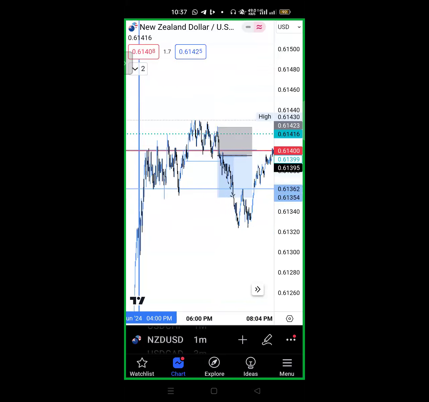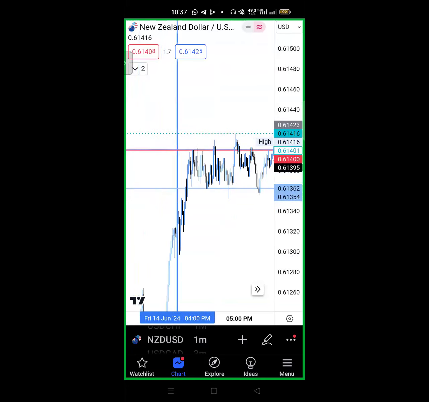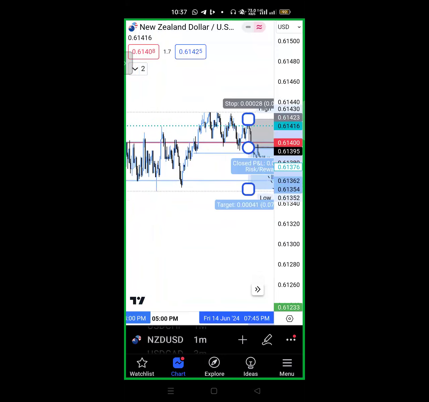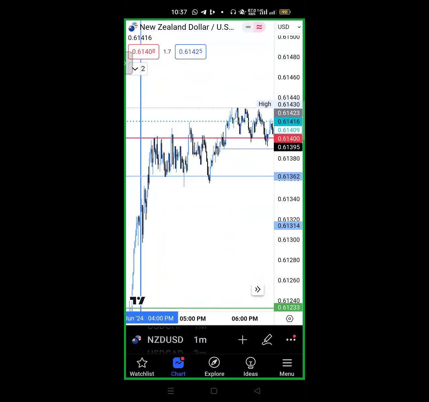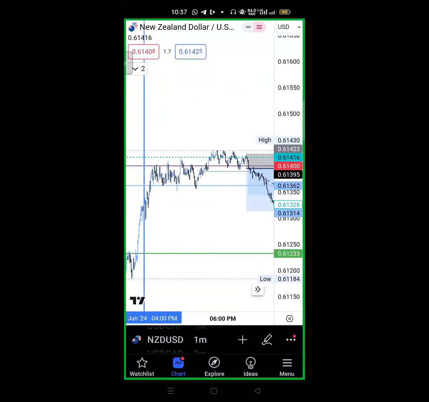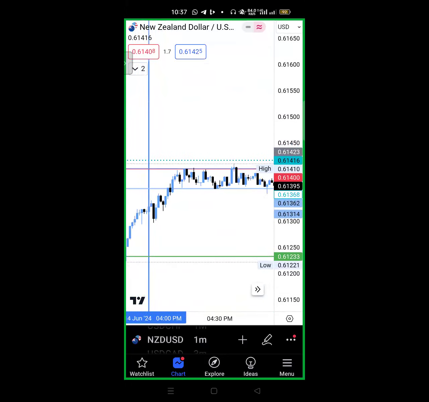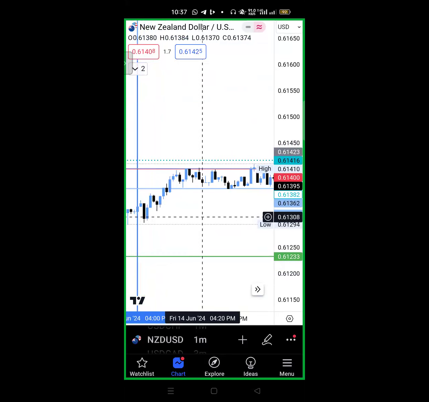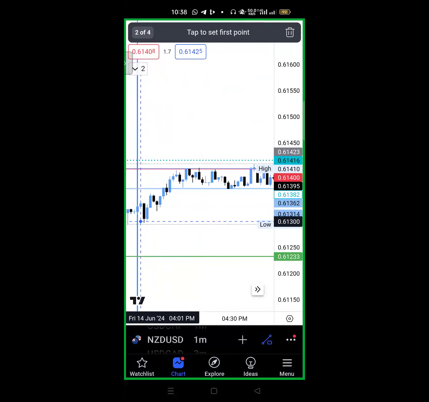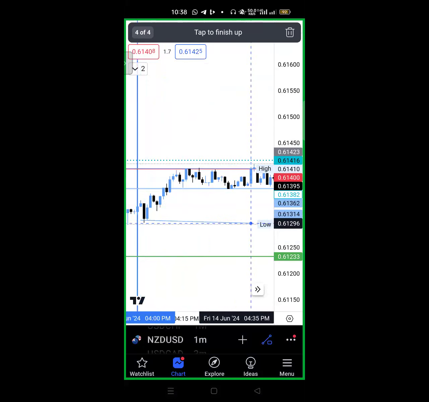Even there's another one here. Sorry, there's another one here. You can even target this one as well. Because me, I like a minimum of at least 1 to 2. If I'm taking any trade, always at least 1 to 2. Can you see that there's liquidity here? Yes, this one. So let's look at this one. Anything that will give me at least a minimum of 1 to 2, always target that.